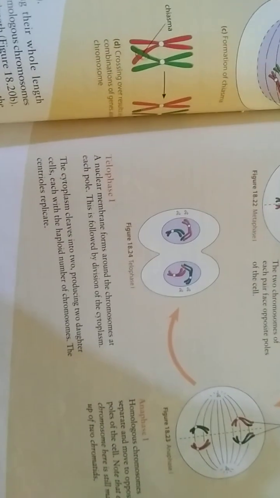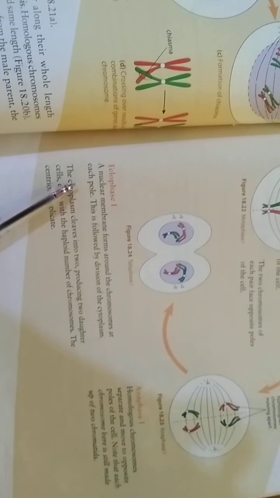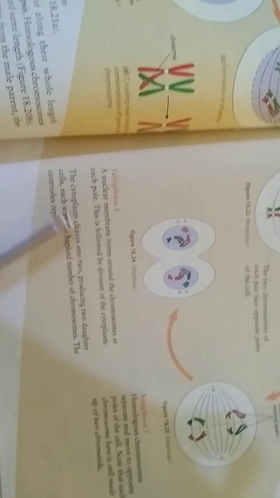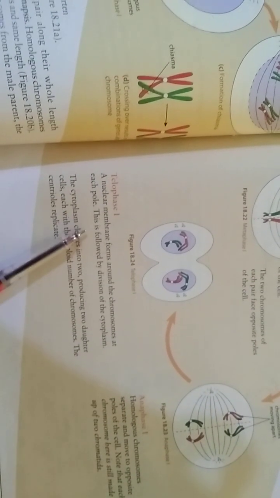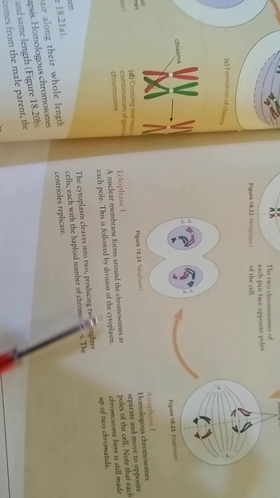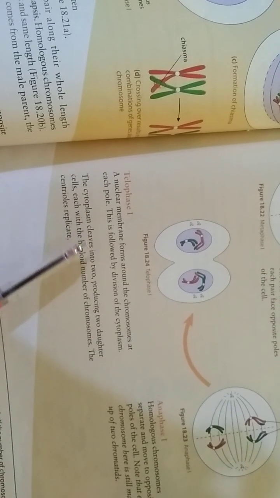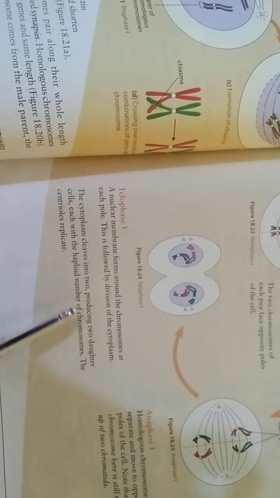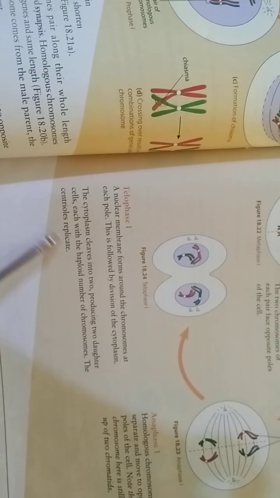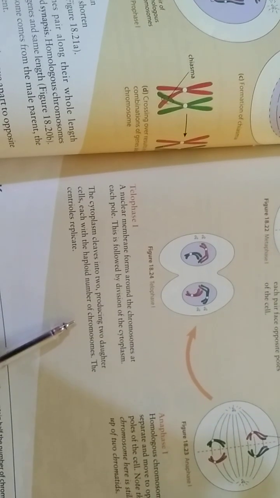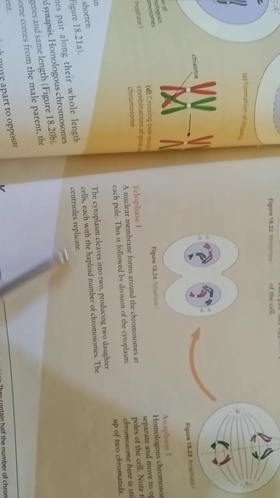Now we discuss the next stage of meiosis 1, telophase. A nuclear membrane forms around the chromosomes at each pole. This is followed by division of the cytoplasm. The cytoplasm cleaves into two, producing two daughter cells, each with the haploid number of chromosomes. The centrioles replicate.